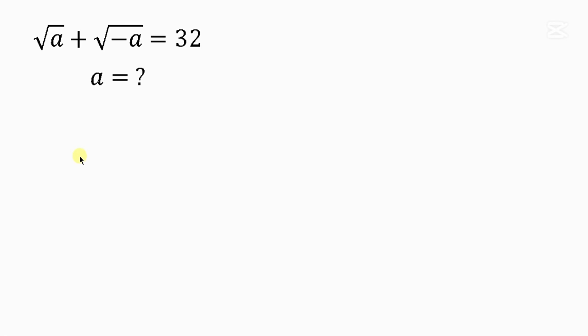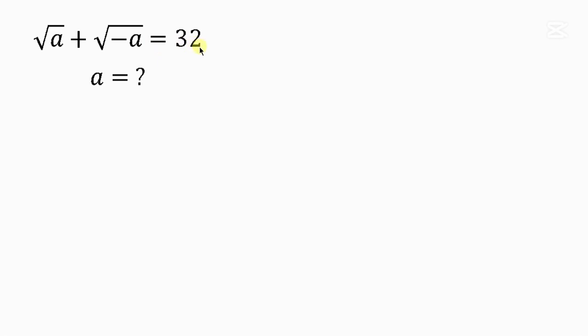Look at this nice and beautiful question on the board that we're going to be solving. And the question says, find the values of a for which the square root of a plus the square root of negative a is equal to 32.